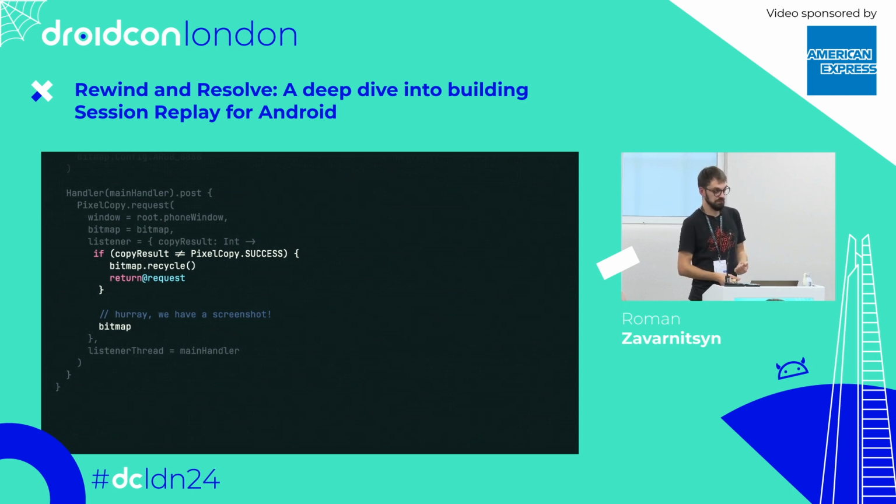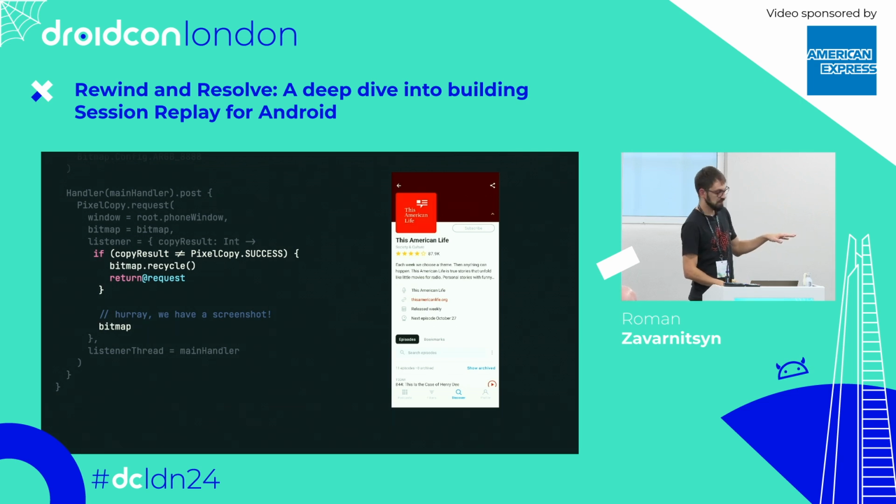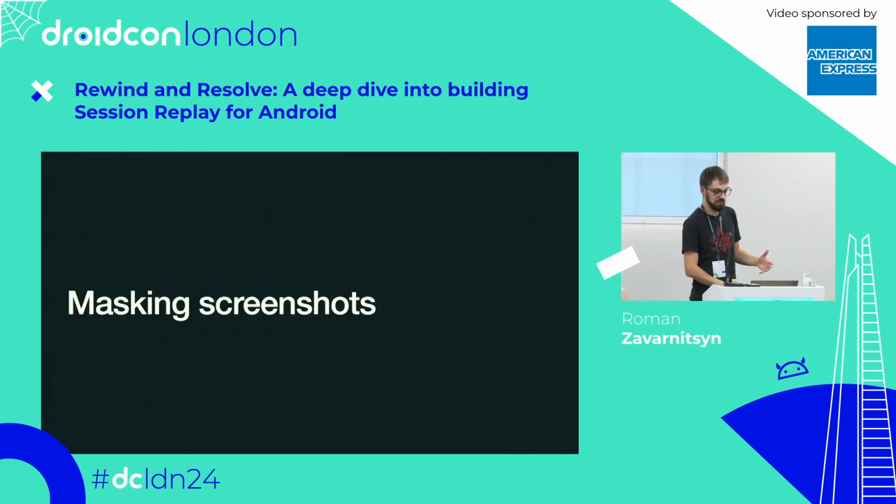We still have to check the copy result, so it has to be successful, which means the pixels were copied over to our bitmap. In case it was not successful, we still have to recycle the bitmap to not consume unnecessary resources, and we just return early. Otherwise, we fall through, and hooray, we have a screenshot now. At this point, it would look like this. But as you remember, our end goal was to have a screenshot masked, which brings us to the next chapter, masking screenshots.